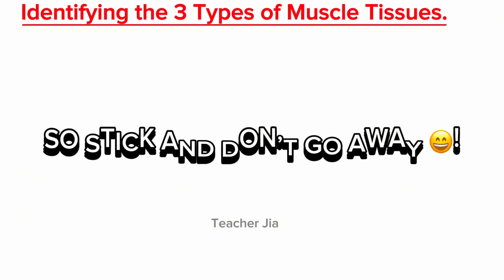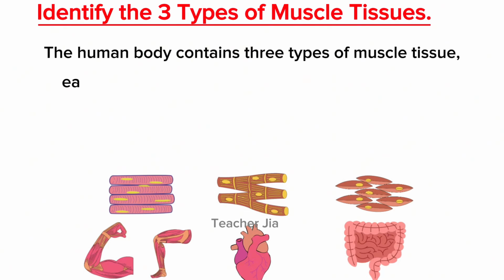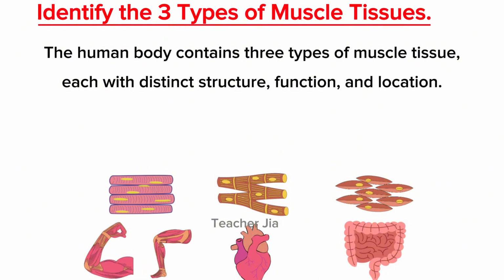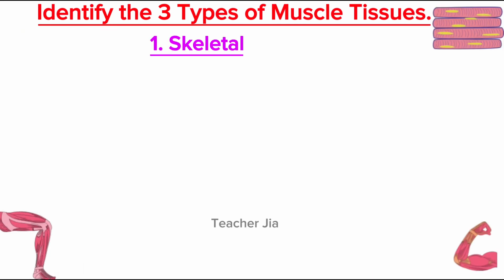Let's begin. The human body contains three types of muscle tissue, each with distinct structure, function, and location. I have three pictures here. You can see the skeletal muscles. It signifies it is found around the bones. Cardiac muscles are found in the heart, or around the heart. Smooth muscles are around the intestines. Yeah, they help with peristalsis and all that. So we're going to talk about them. So let's start with the skeletal muscles.